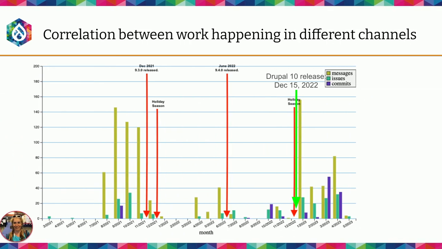And this chart shows correlation between work happening in different channels. We also show here events that might have impacted the release cycle, things like release of major Drupal versions and holidays, especially the winter holiday season.